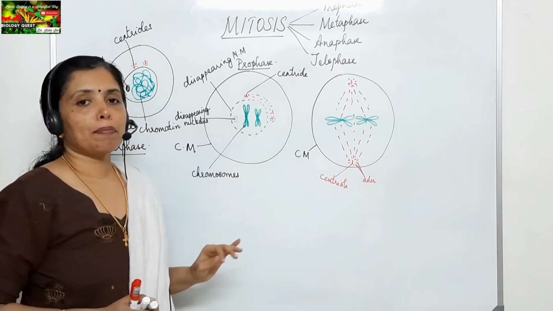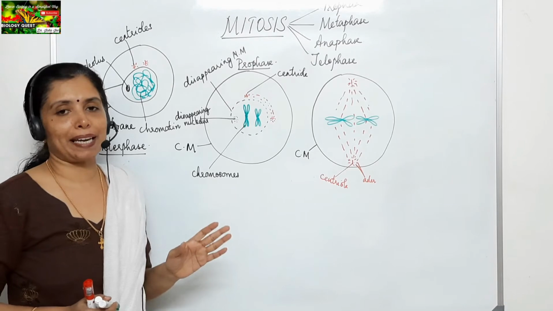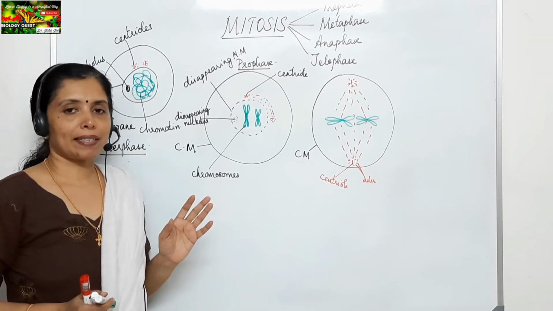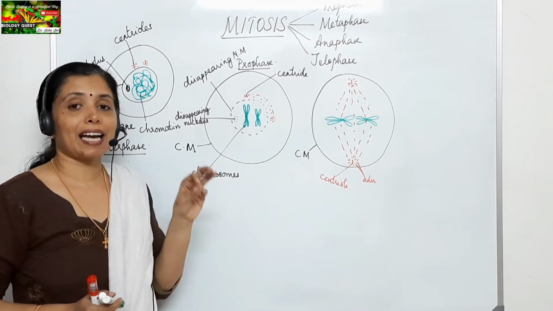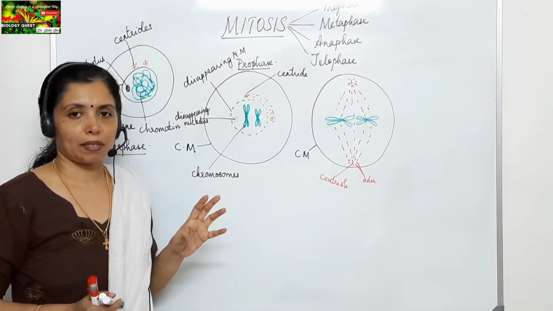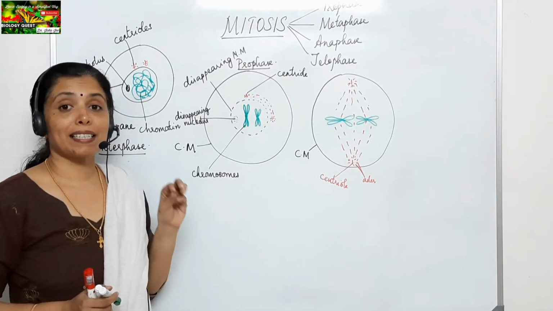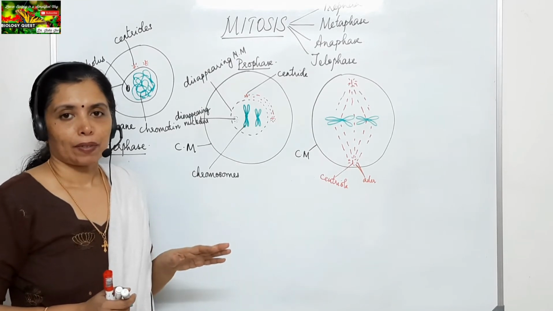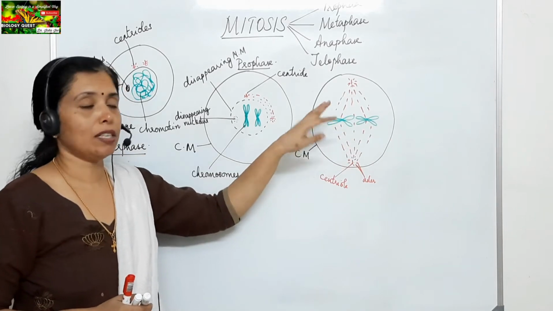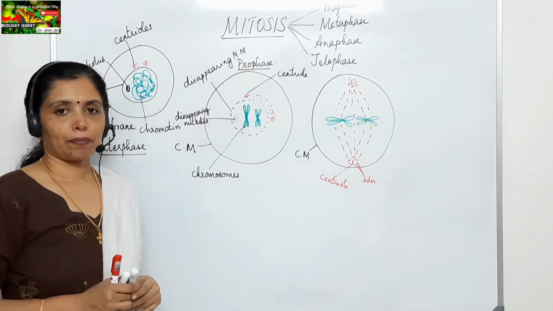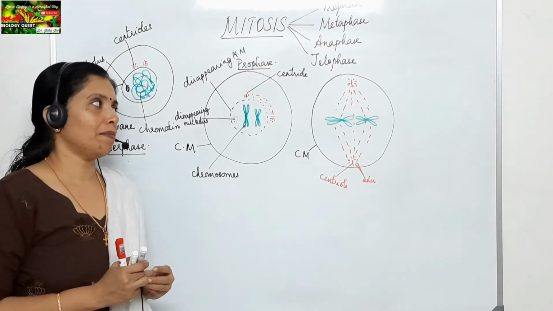So, what is to be remembered during metaphase? The chromosomes get arranged at the equatorial plane of the cell. How is this happening? The spindle fibers arising from the centrioles get attached to the centromere of the chromosomes, and the chromosomes get aligned at the equator of the cell, forming the metaphase plate. So that is the metaphase plate formation during the metaphase stage.